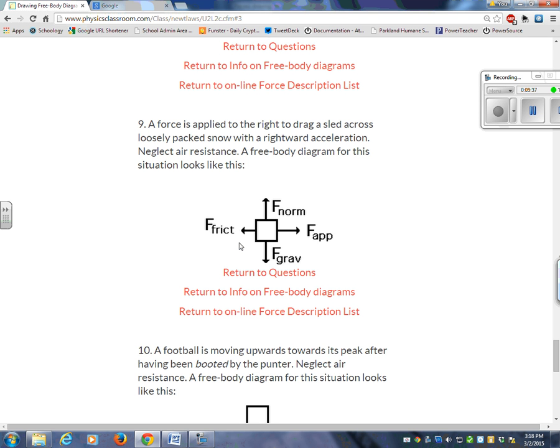Do they have to be to scale? Like if the applied force was, say, 20 newtons and the friction force was 10, should it be half? Yeah, it should be. Am I going to get out my ruler and measure them? No. But technically they are vector diagrams, so they should be to scale. Having said that, should this one be bigger than that one? Yeah. I shouldn't have to get a ruler out to see which one's bigger.